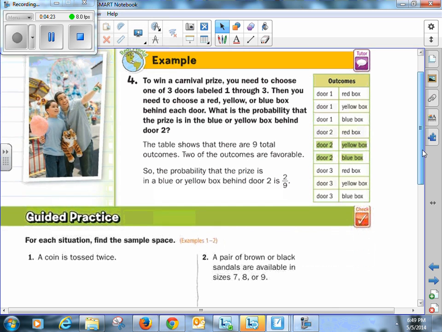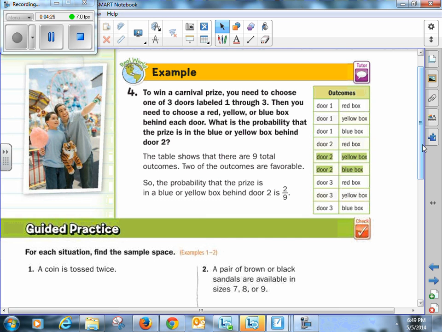Okay, let's look at this last example here. To win a carnival prize, you need to choose one of 3 doors labeled 1 through 3. Then you need to choose a red, yellow, or blue box behind each door. What is the probability that the prize is in the blue or yellow box behind door 2? The table shows that there are 9 outcomes.